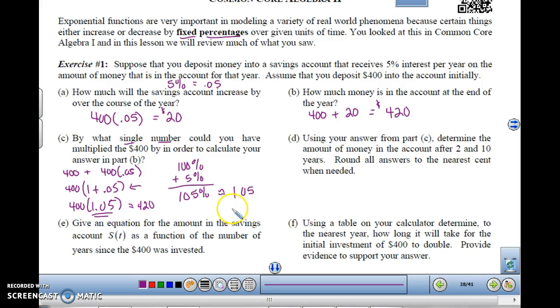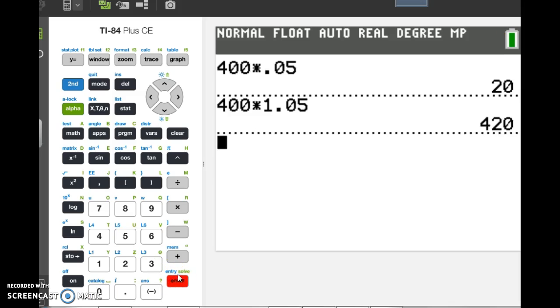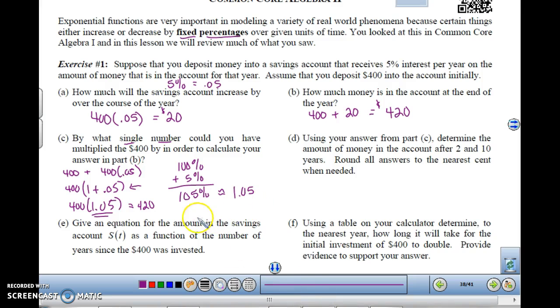So instead of having to start with your value, multiply by 0.05, add it back in, take that answer, multiply by 0.05, and add it back in, and go on from there, if we just did in our calculator 400 times 1.05, there's our total amount without having to figure out the interest separately. So you have to think of it as 105% is an increase. So the overall amount is 105%.